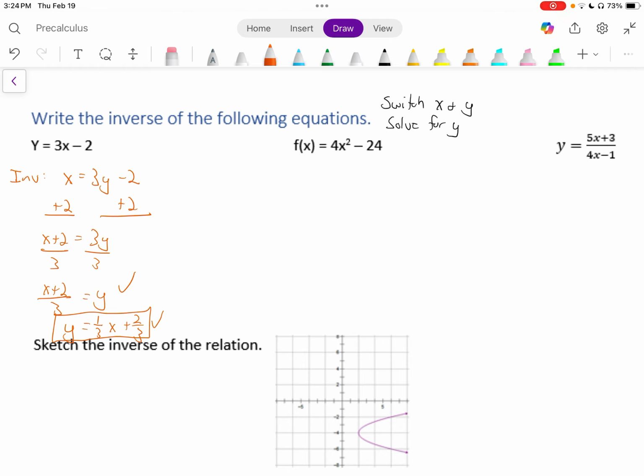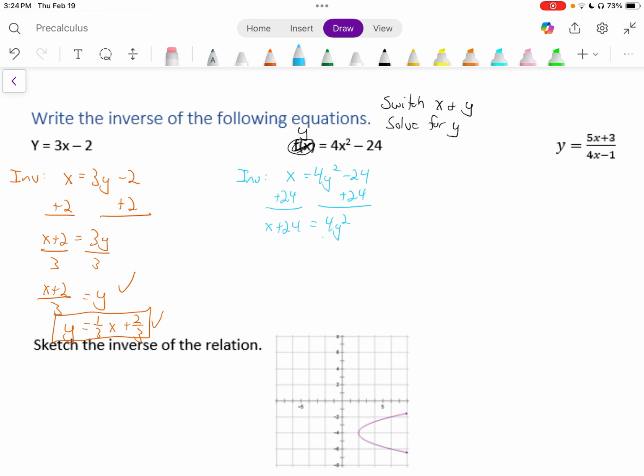Our next one, we want to switch x and y. Well, there is no y written here, but we know f of x is the same thing as y. So we can switch x and y. And so our inverse will be x equals 4y squared minus 24. And we want to solve for y, so we add 24 to both sides. So we have x plus 24 equals 4y squared.